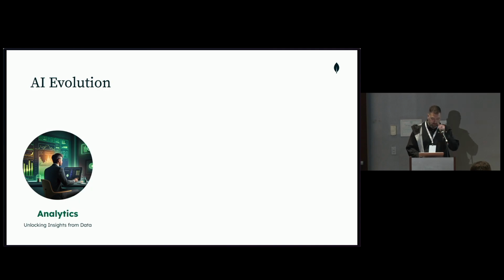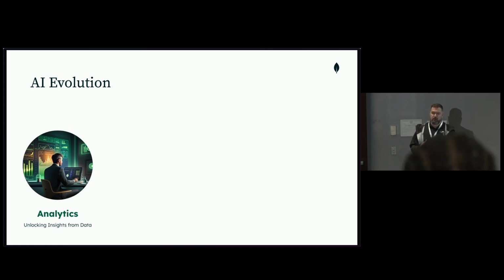So let's go ahead and talk about the evolution of AI. Analytics. In the early days of computing, applications primarily relied on analytics to make sense of data, and this evolved into analyzing large data sets. Insights would be extracted from these data sets to inform business decisions, and this process was very manual.